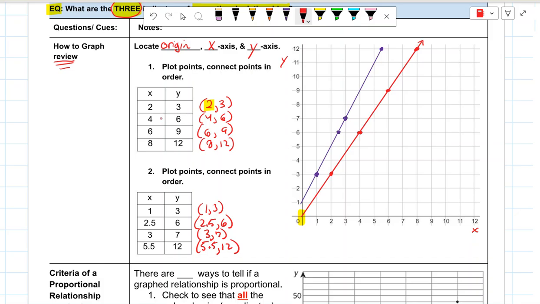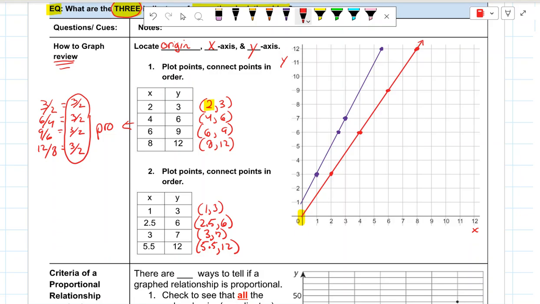Well, this one over here, if you were to find all your ratios, as we did in the last lesson, 3 divided by 2, 6 divided by 4, 9 divided by 6, and 12 divided by 8, you would find out in all instances, the answer comes out to 3/2. And so that is consistent. So that means that this is proportional.